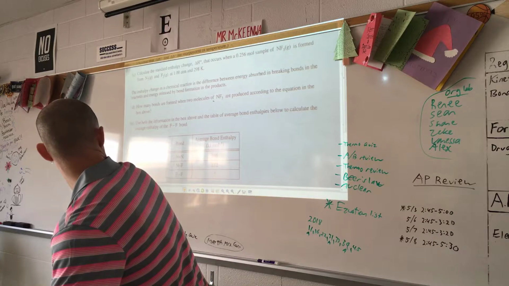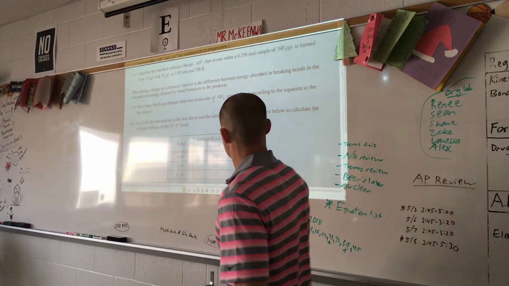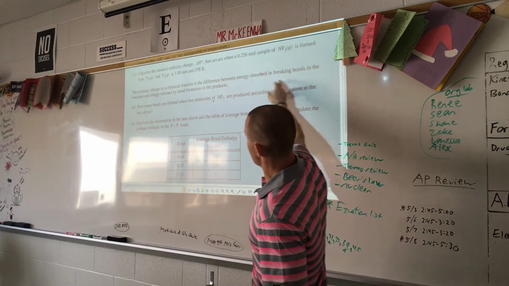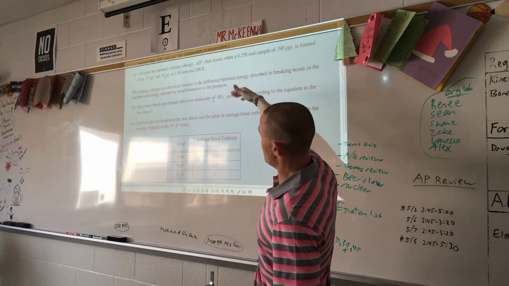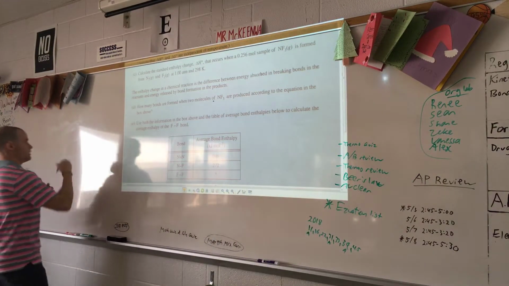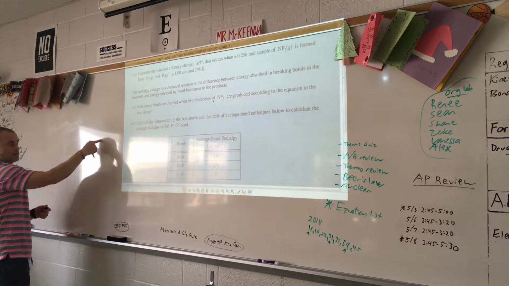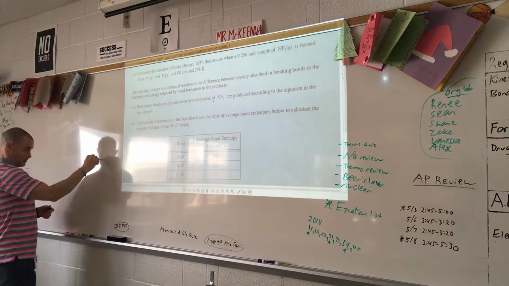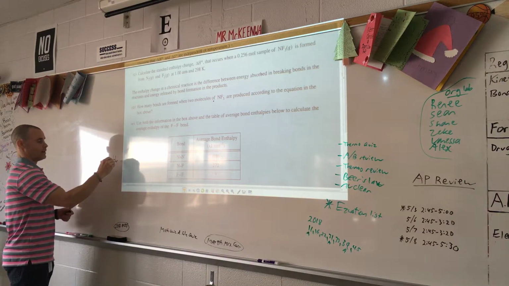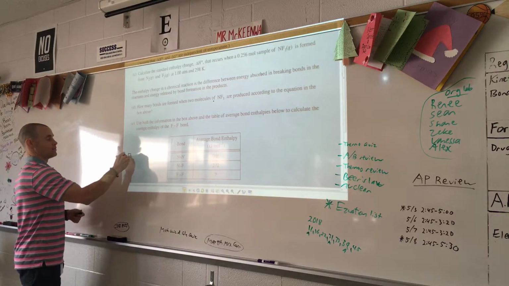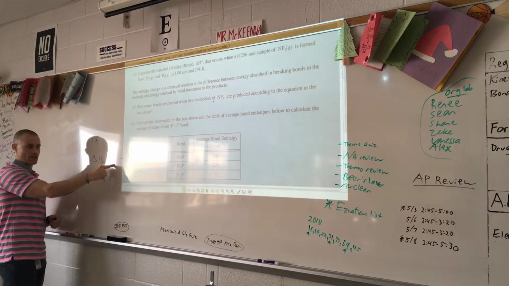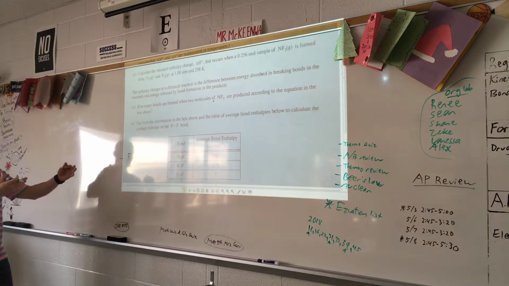It says enthalpy change in a chemical reaction is the difference between energy absorbed in breaking bonds in reactants and energy released by bond formation in products. So if we're using heat of formation, your delta H would be the heat of formation of the products minus the reactants heat of formation, and then you would multiply it by the coefficient. So that's heat of formation. That's the energy required to form something.